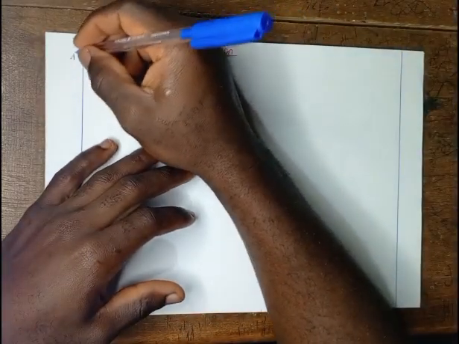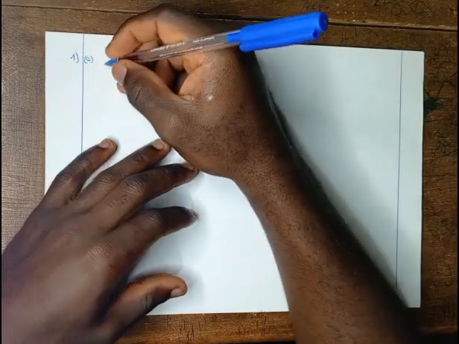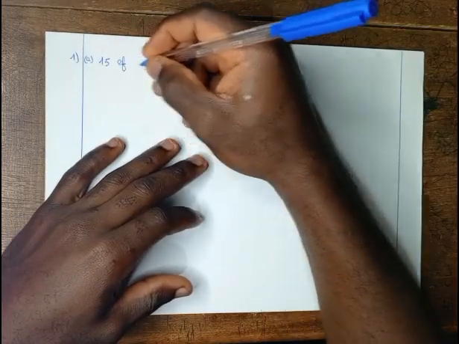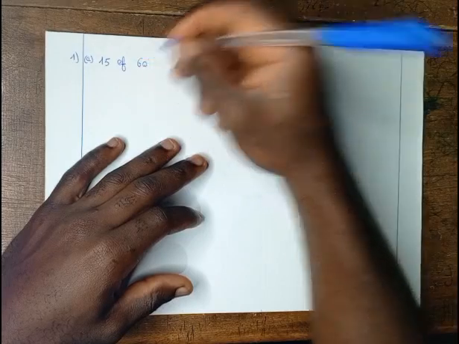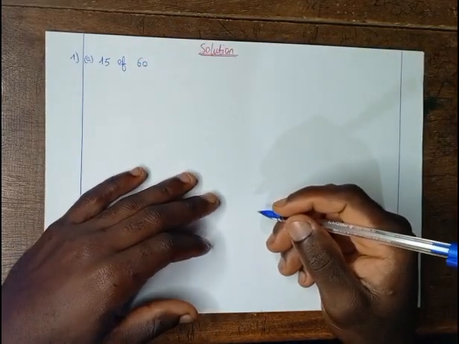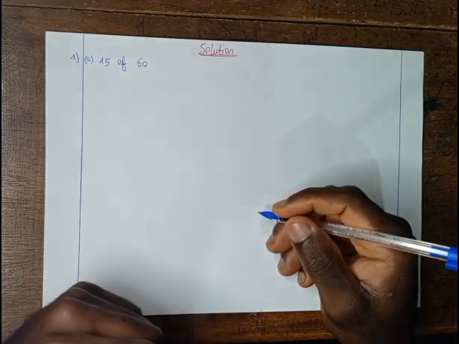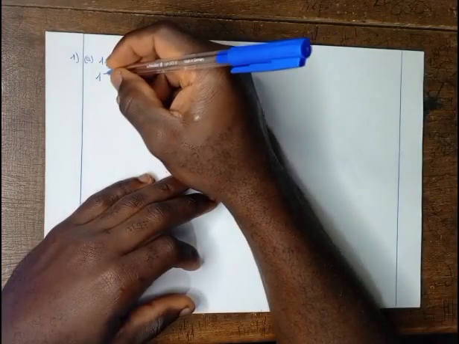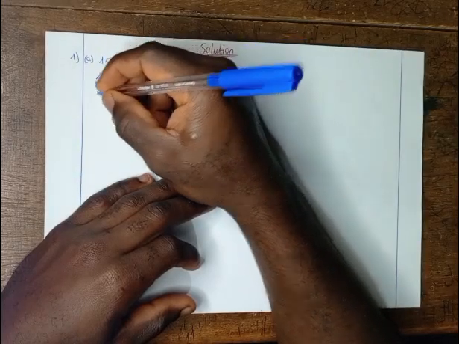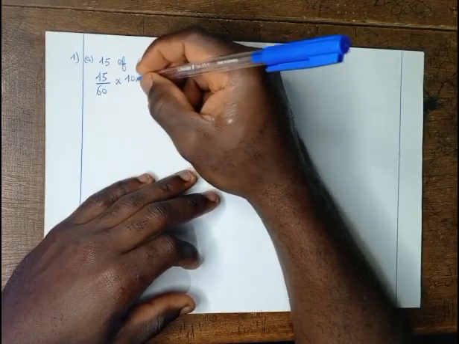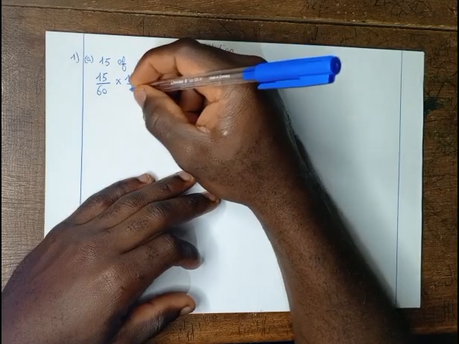For question 1A, we have 15 of 60. They are asking us what percentage is 15 of 60. For us to get this as a percentage, we are going to divide 15 by 60, then we multiply by 100 over 1.